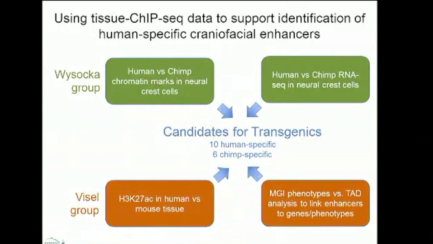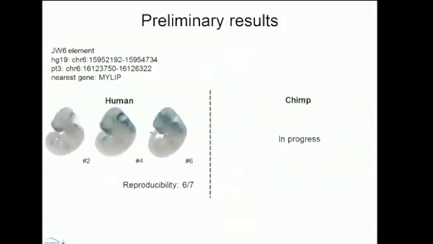This is in progress, so I don't have a lot of data yet, but just to give you an early flavor of this, this is one of the sequences that is in progress. So this is a sequence that was predicted based on the chromatin data to be a craniofacial enhancer in human, but not in the chimp version. So we took the human version and put it in the mouse.